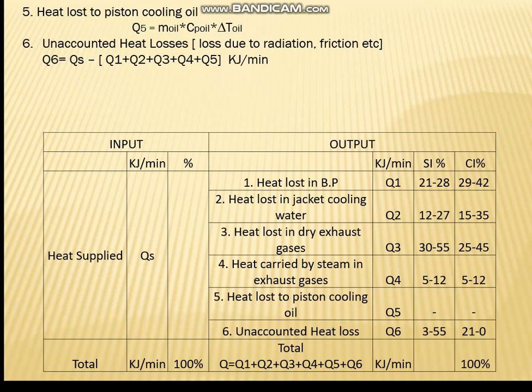The most important power is brake power. We are interested in brake power, and all these others are losses: the jacket cooling water, exhaust gases, steam, piston cooling oil, or radiation losses. So this is all about the heat balance sheet. You must remember all these formulae. We will see the numerical on each case, A, B, C, and in dry exhaust gases.